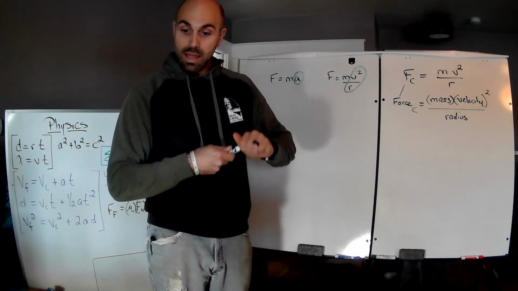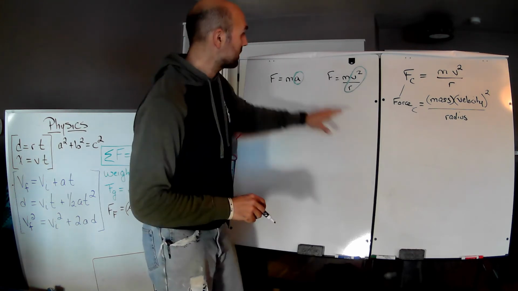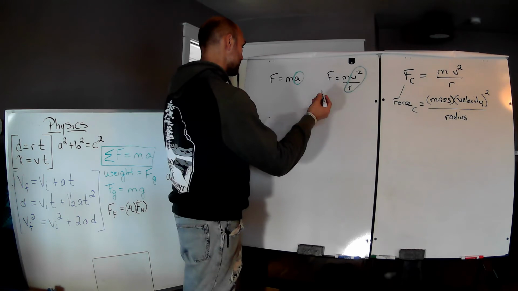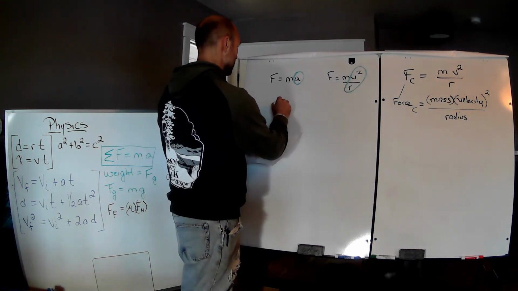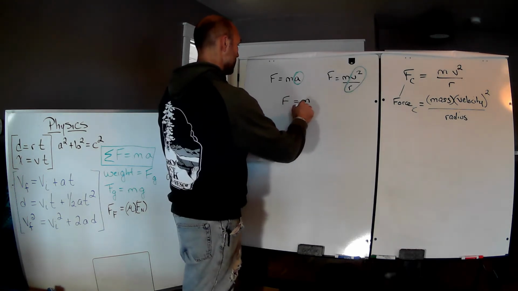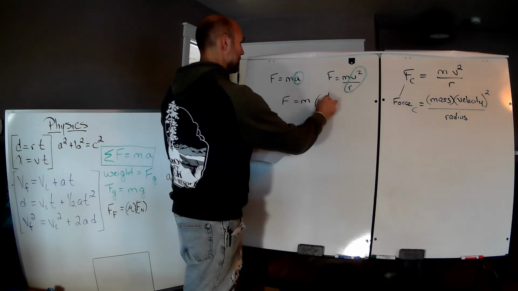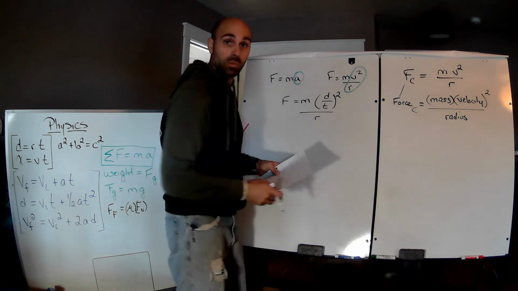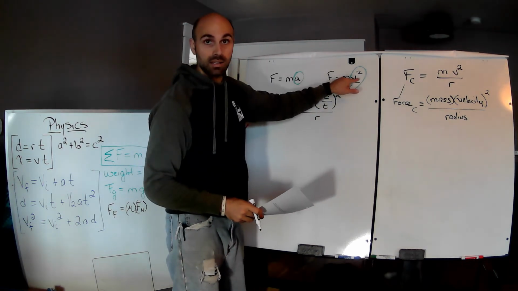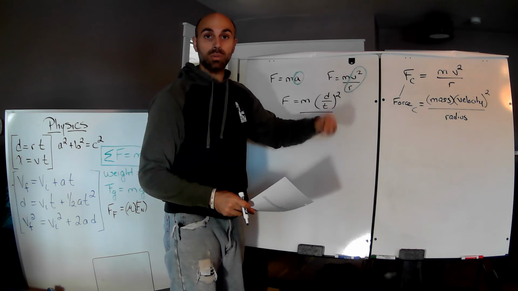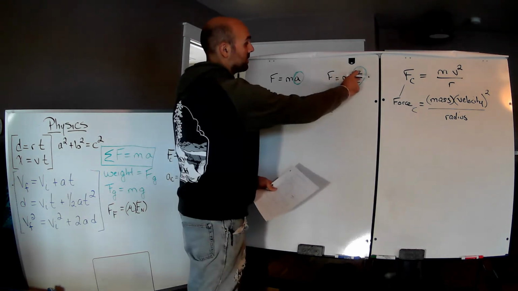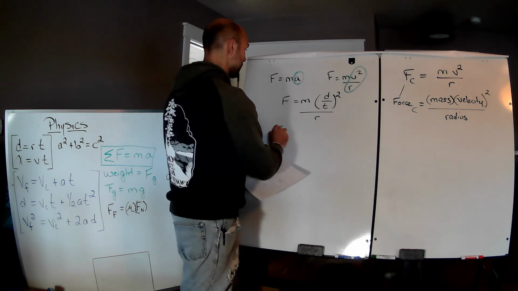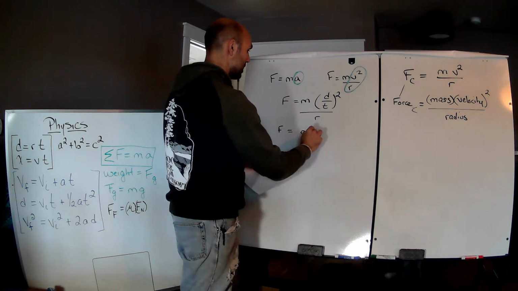Let's keep going. Let's do one more. Let's continue on with this, and we're going to do one more relationship. So from here, F equals m times (d over t) squared over r. So what did we just do there? We took our velocity, and we know velocity equals displacement over time. So we just plugged in displacement over time for velocity.